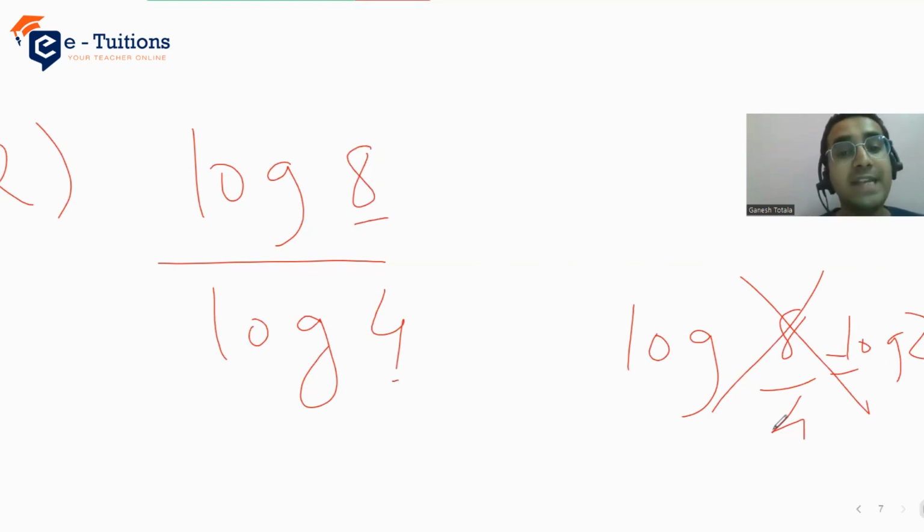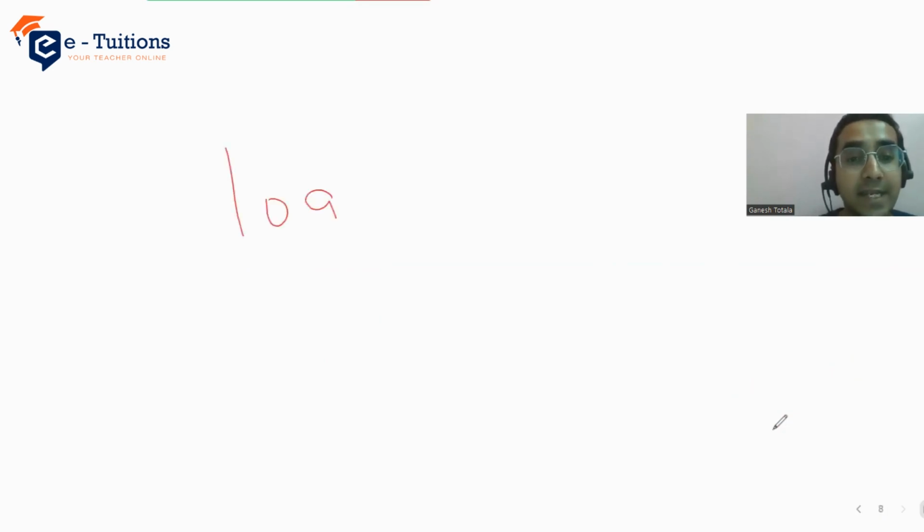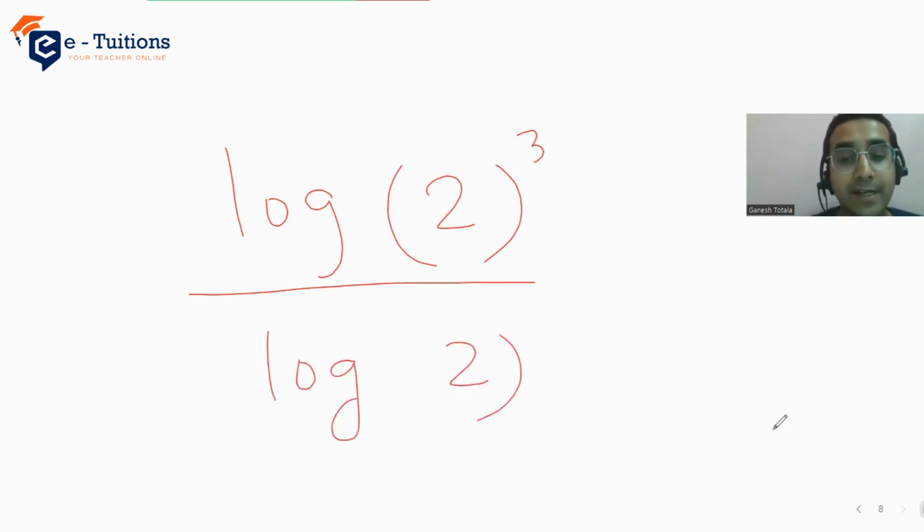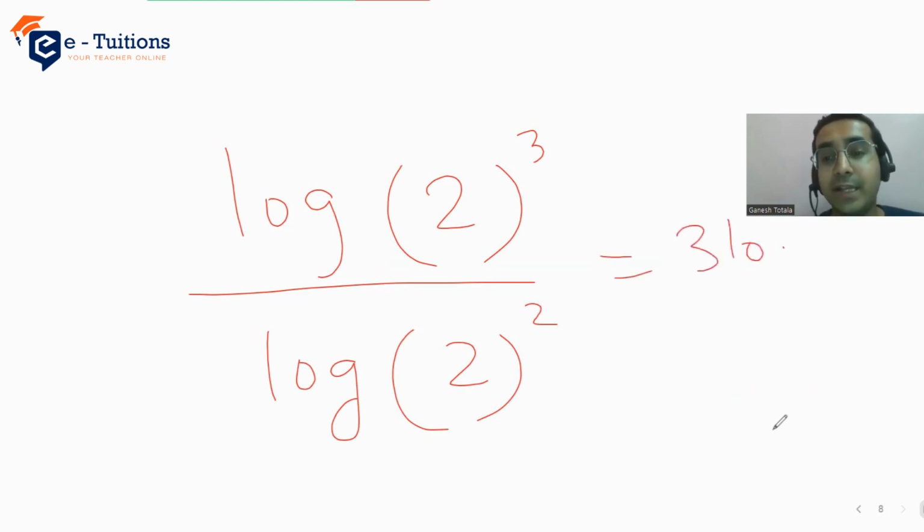So now how to solve such type of questions? Always try to find out the relation between the numerator and the denominator. In numerator, it is log of 8. In denominator, it is log of 4. There is a relation between 8 and 4. And what is that? I know that 8 can be written in terms of 2. Similarly, 4 can be written in terms of 2. So I can write log of 8 as log of 2 cube divided by log of 4. I can write it as 2 square. Now, using the power law, this I can write as 3 log 2 divided by 2 log 2.